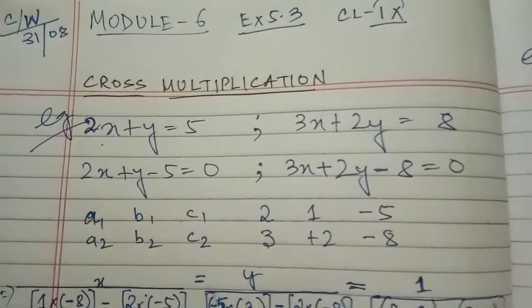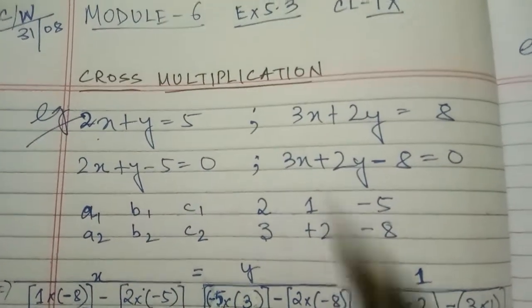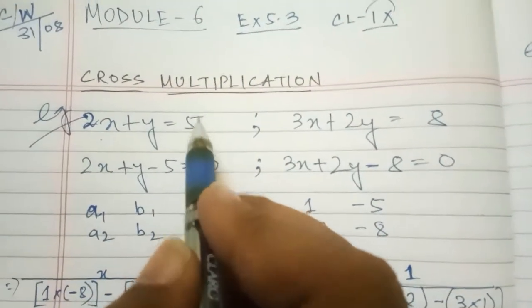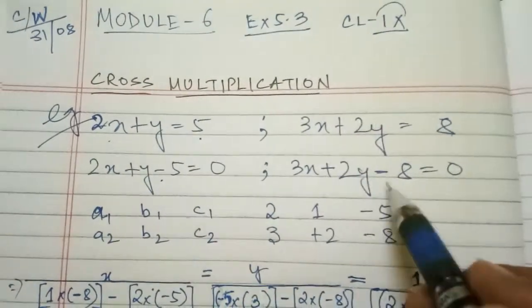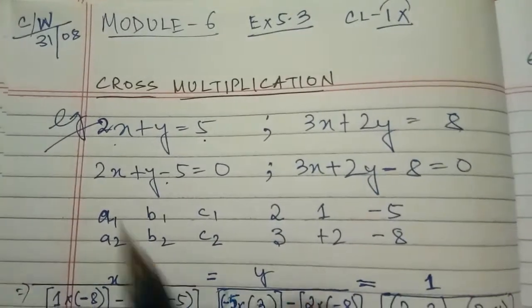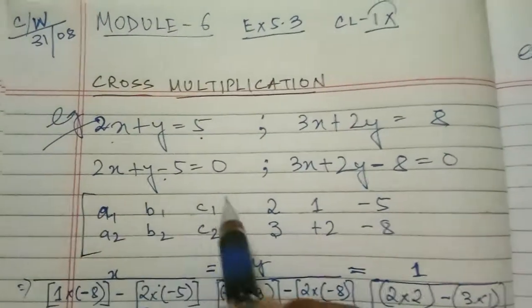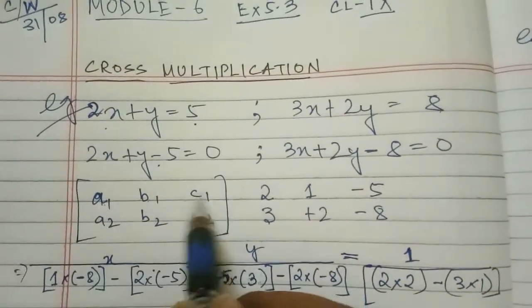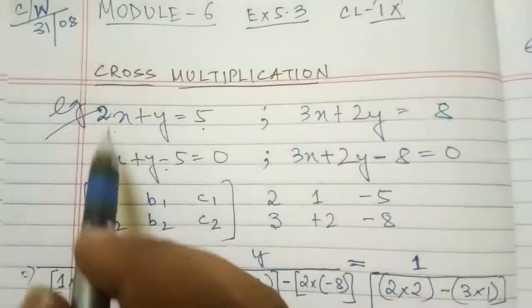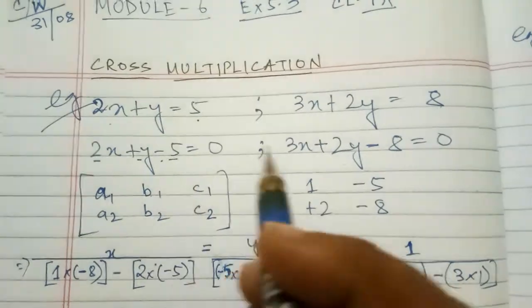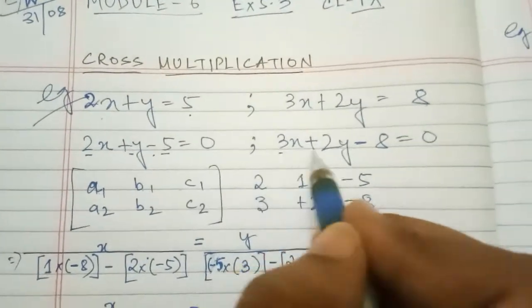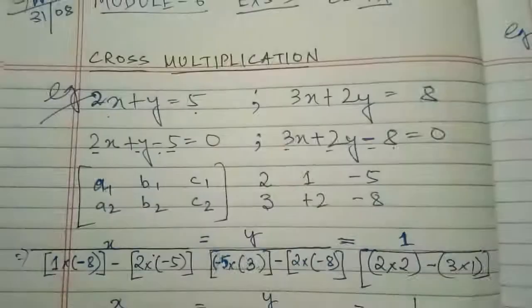In this particular cross multiplication method, you have to make the constant part on the left hand side. Now I have written this format. See this format: a1 b1 c1, a2 b2 c2. That means what? A1 means what? This is a1 b1 c1 a2 b2 c2.